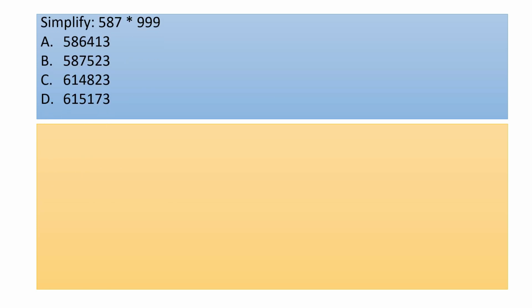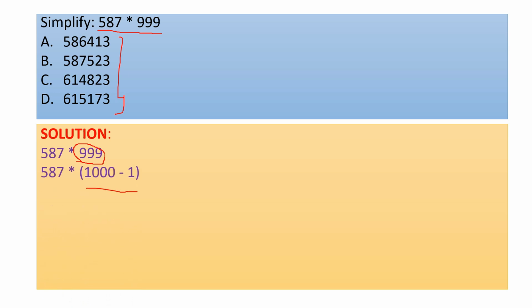Let's move on to the third problem. Simplify 587 into 999, and they have given four options. Out of this we have to find the correct answer. Let's move on to the solution. They have given 587 into 999. So we have to restructure this given equation. We can rewrite 999 as 1000 minus 1.